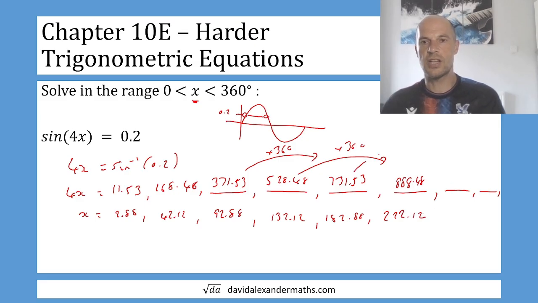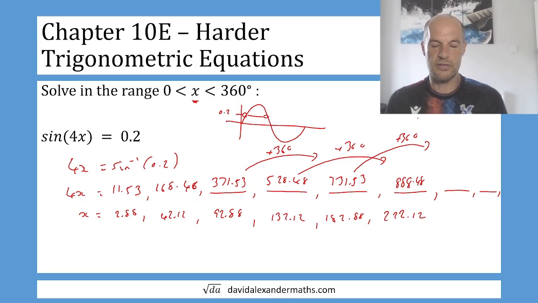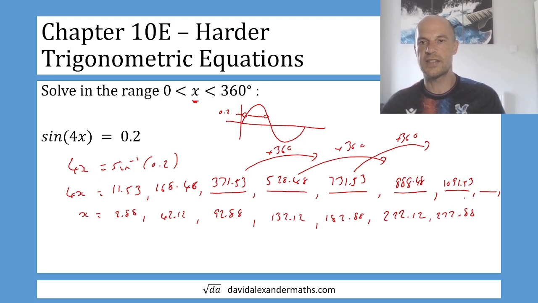So this next value is going to be the 731.53 plus 360. So 731.53 plus 360 is 1091.53, and if I divide that by 4, I'm getting 272.88. The next value is going to be the 888.48 plus 360, which is 1248.48, and when I divide that by 4, I'm getting 312.12.